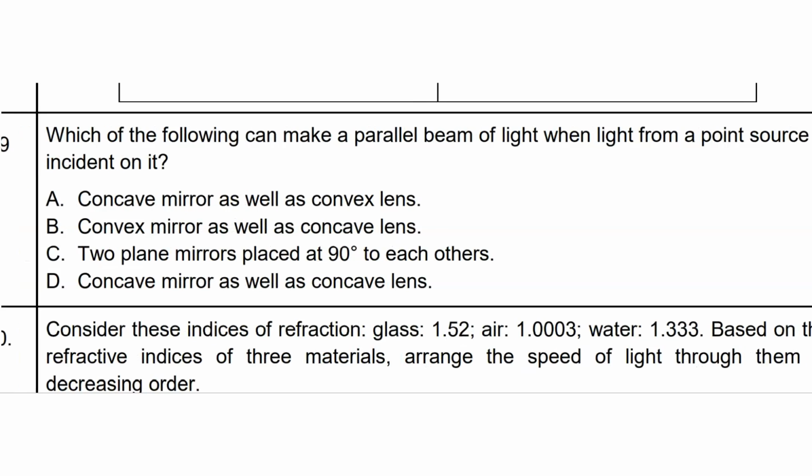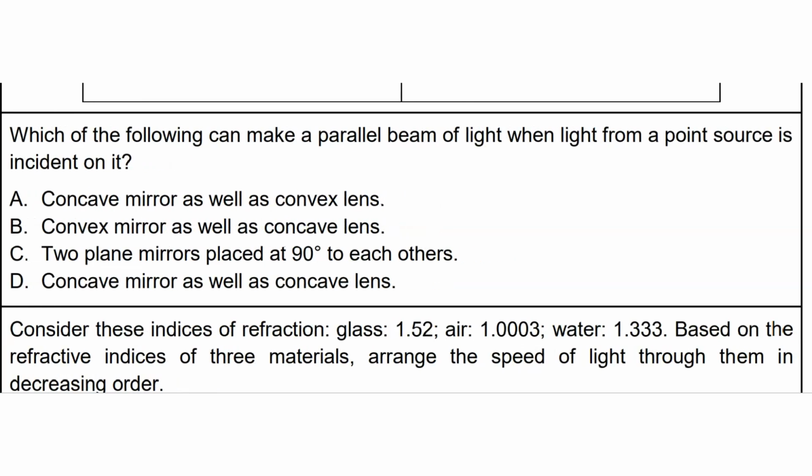Now let us move into question 19. The question is, which of the following can make a parallel beam of light when it emerges from a mirror or a lens, when light from a point source is incident on it? They have given four options. One is concave as well as convex lens, convex mirror as well as concave lens, two plane mirrors placed at 90 degrees to each other, and concave mirror as well as concave lens.